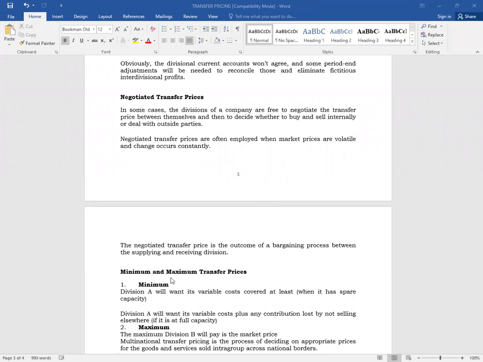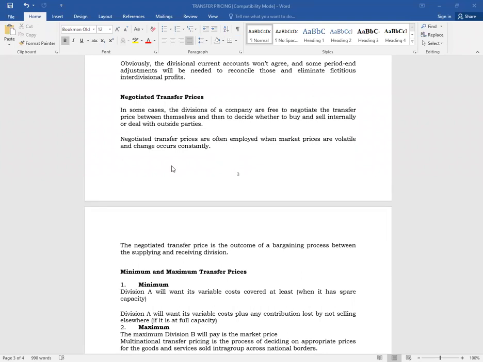Sorry, there is a question up here. Who gives the lump sum? Could you kindly try to answer that question between A and B? Who will give the lump sum if you're charging variable cost? The department that is disadvantaged is A, because it's charging a lower price. So it's B that will give the lump sum, of course under the supervision of the head office. I hope I have been able to answer your question, right?